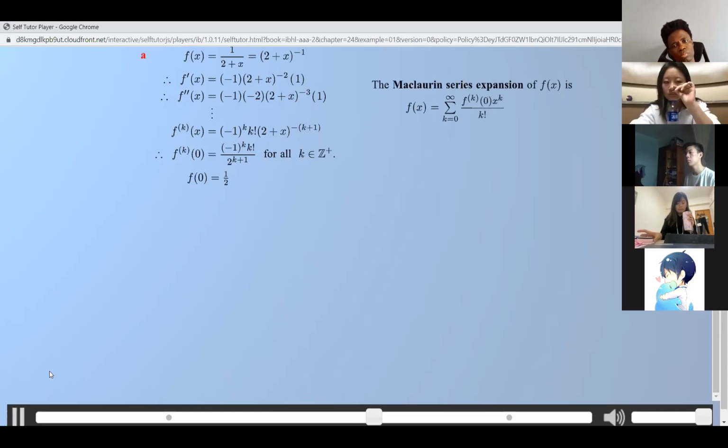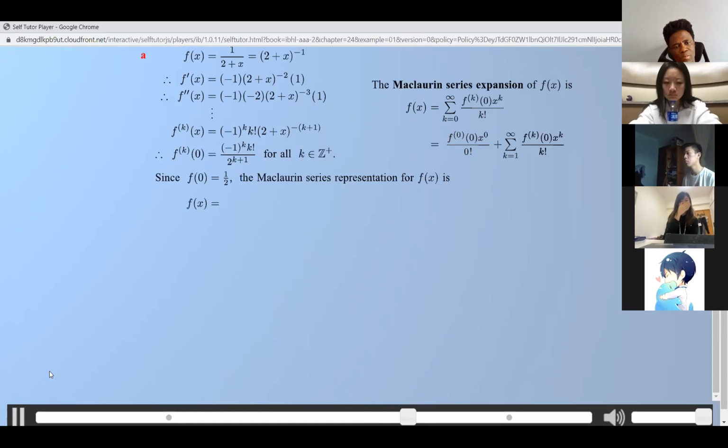Now look at the Maclaurin series formula. The first term, k equals 0, corresponds to the 0th derivative, or in other words, the function itself, evaluated at x equals 0, times x to the 0, which is just 1, divided by 0 factorial, which is just 1. So, we have the constant 1/2. The constant term of any Maclaurin polynomial is always the value of the function at x equals 0. In general, we evaluate it separately from the derivatives, so we often deal with this term by itself first.